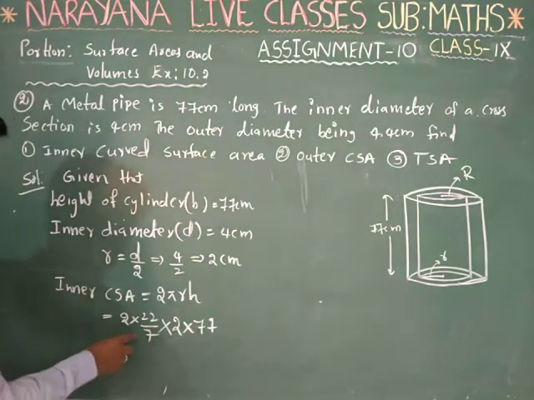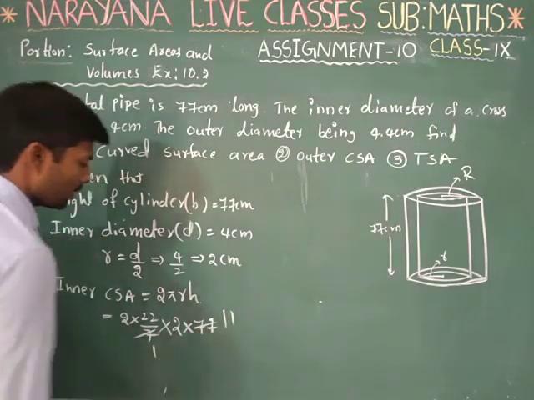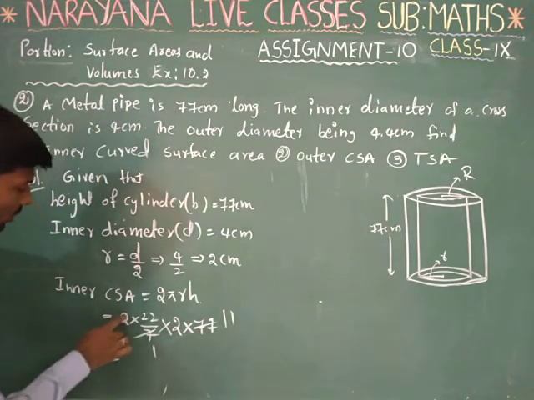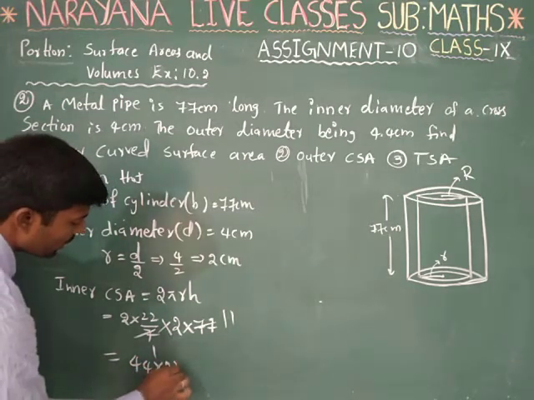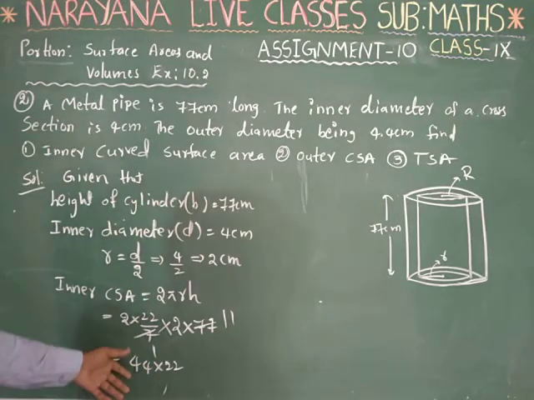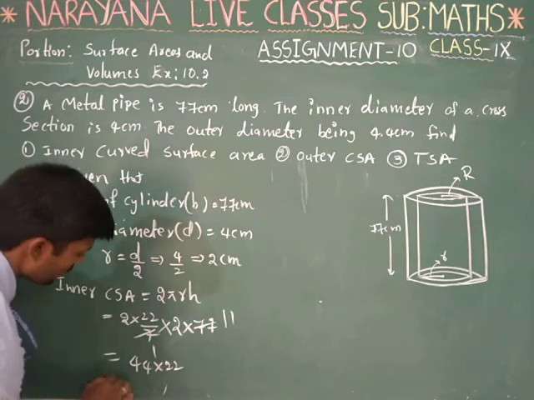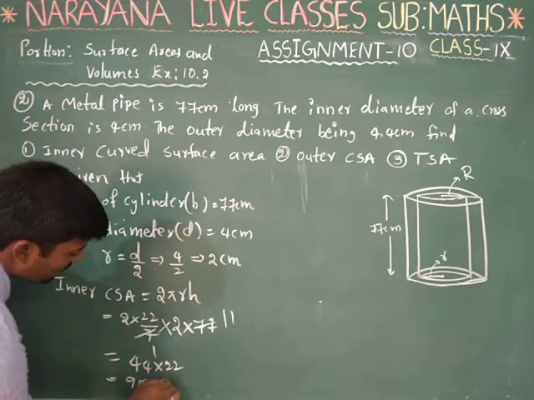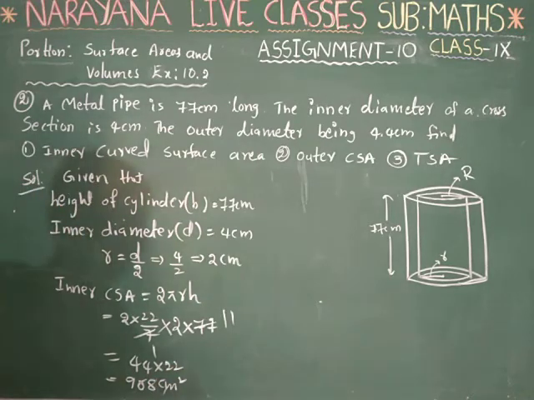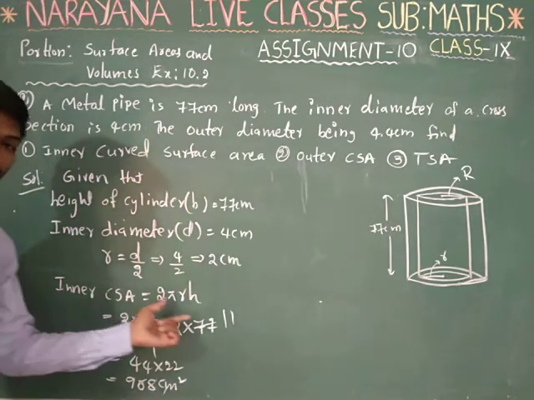Is there any cancellation here? 7 ones are 7, 11 times, so it can be written as 2 into 4, 4 11s are 44, into 22. 44 into 22 will become 968 square centimeters. It is nothing but the inner curved surface area.